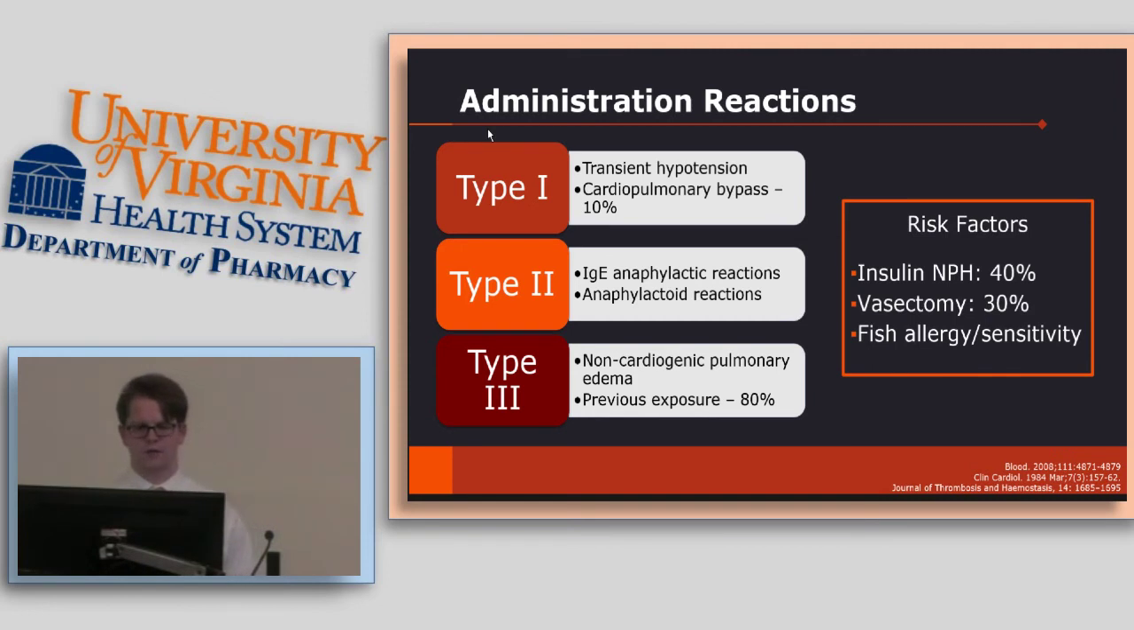And the only predictive factor seen with this reaction is that in about 80% of those cases, patients had prior exposure to protamine. So the overall risk factors for having a protamine adverse reaction include diabetic patients that have received insulin NPH, or neutral protamine Hagedorn, male patients that have had a vasectomy, or patients that have fish allergy or sensitivity.